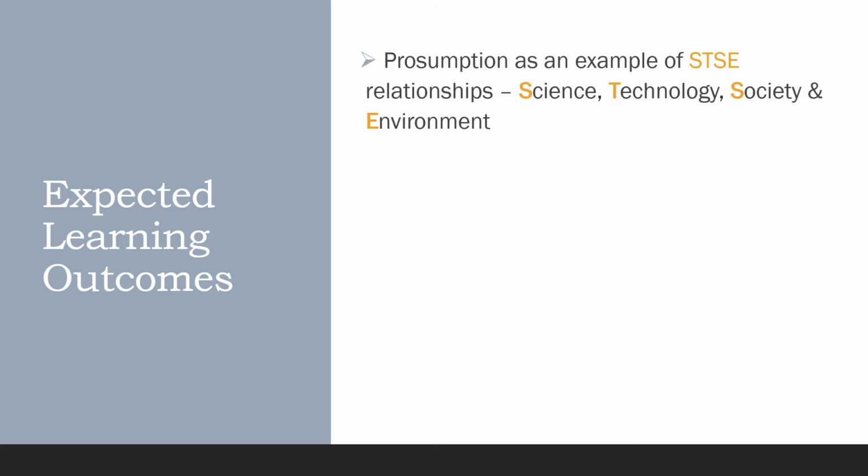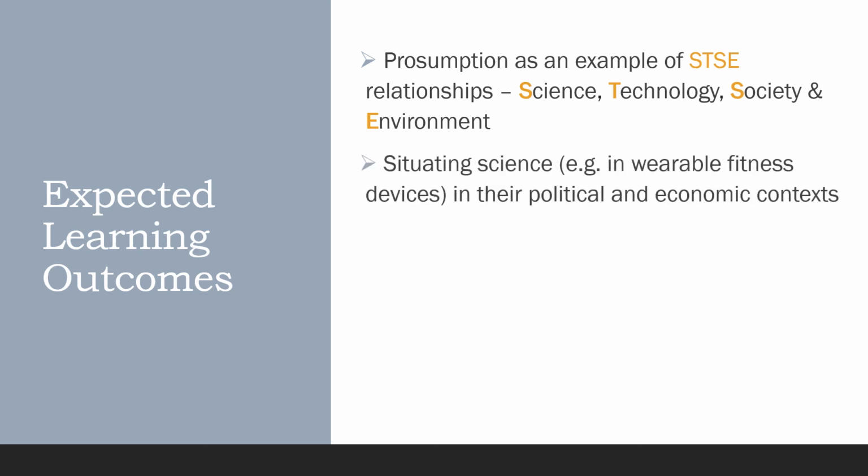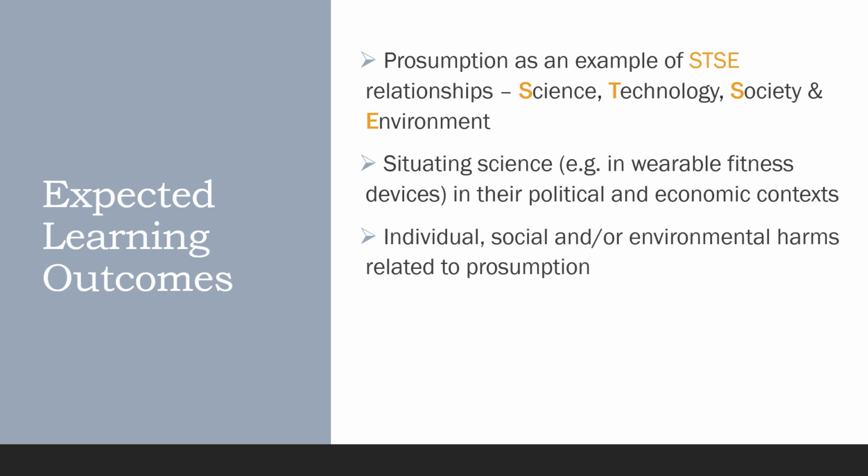From here, and through this educational series, students can learn about prosumption as a problematic topic that shapes and is shaped by developments in science and technology. They will learn it as an example of relationships between science, technology, society, and the environment, which is also called STSE relationships. While doing so, students are encouraged to situate developments in science and technology in their economic and political context and learn about possible individual, social, and environmental harms related to prosumption and the hidden power relations that shape them.